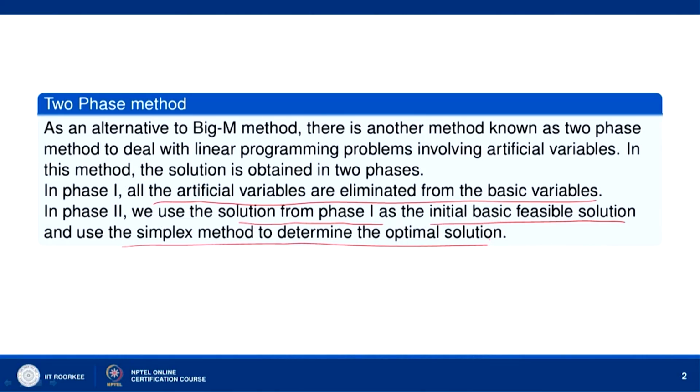In phase 1, all the artificial variables are eliminated from the basic variables. In phase 2, we use the solution from phase 1 as the initial basic feasible solution and use the simplex method to determine the optimal solution. So in phase 1 all the artificial variables are eliminated from the basic variables, and the solution we get from phase 1 is treated as the initial basic feasible solution, and we use the simplex method to determine the optimal solution.